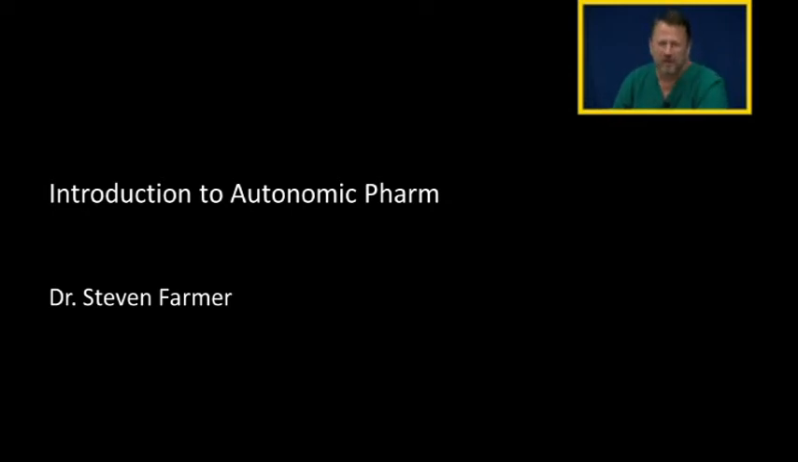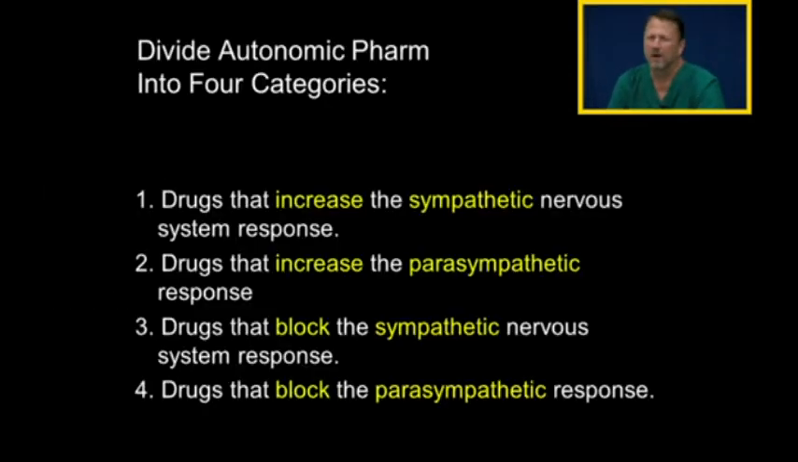Today, we're going to talk about autonomic pharmacology. We are going to divide autonomic pharmacology into 4 categories. Drugs that increase the sympathetic nervous system response, drugs that increase the parasympathetic nervous system response, drugs that block the sympathetic nervous system response, and drugs that block the parasympathetic nervous system response. Increase sympathetics, increase parasympathetics. Block sympathetics, block parasympathetics.